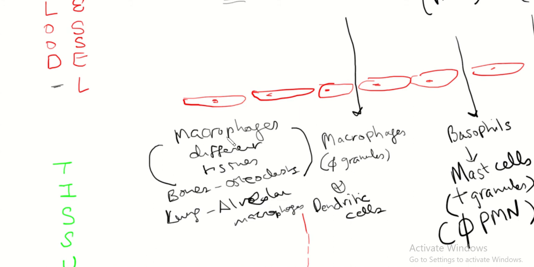Now, the macrophage, remember, it's now in the tissue. So macrophages can be in different organs. If they're in bones, they're called osteoclasts. In lungs, it's alveolar macrophages. In brain, it's microglial cells. And so on and on. But the concept is very simple.